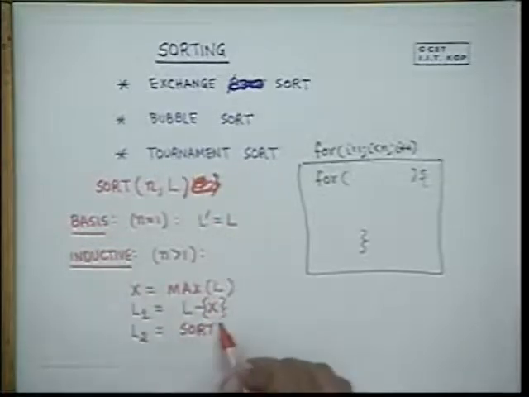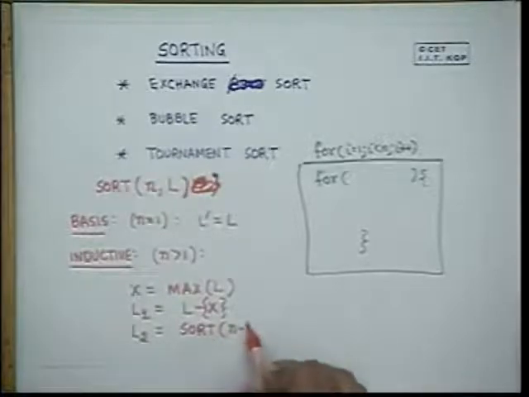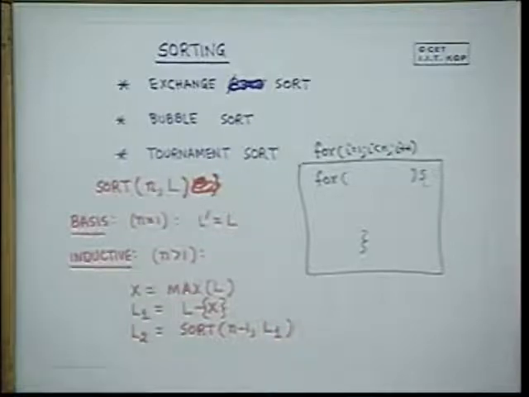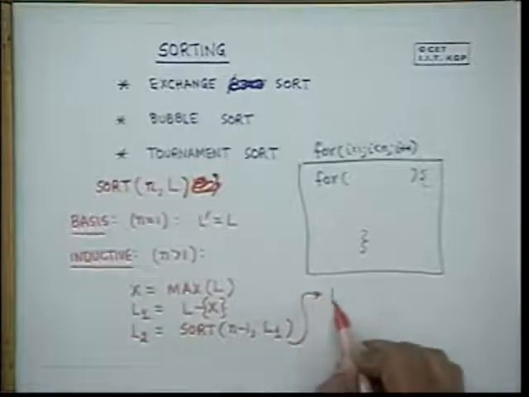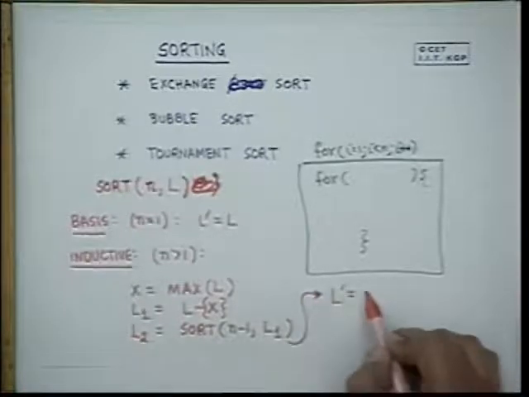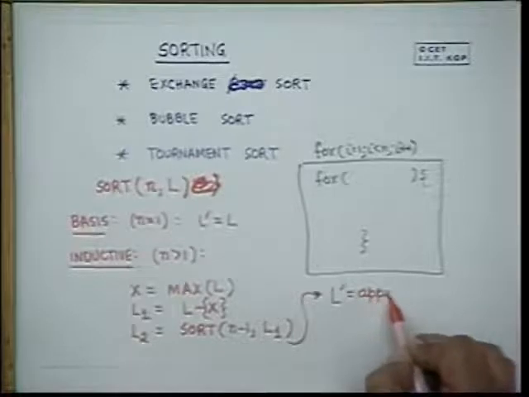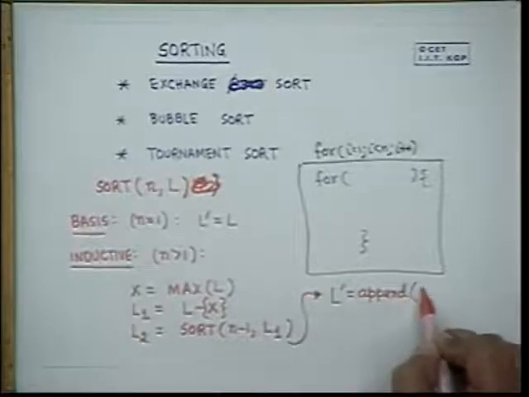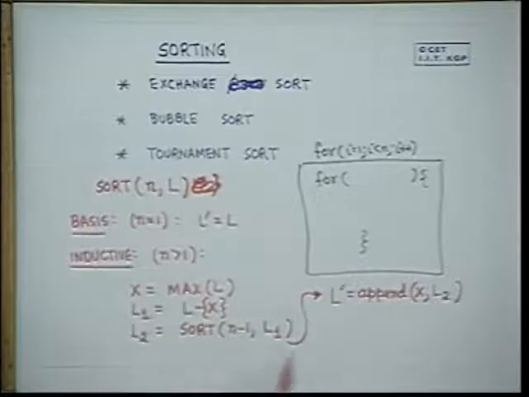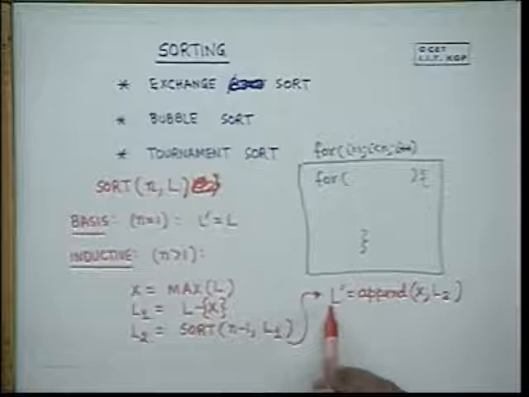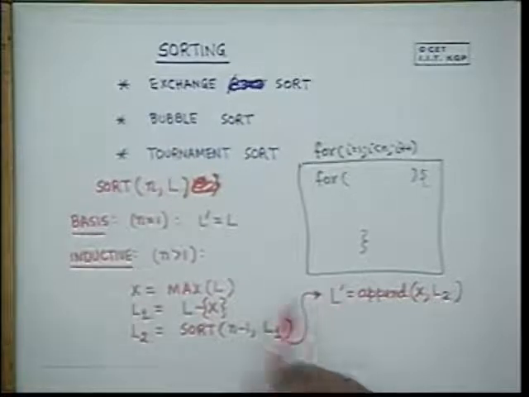So L2, you sort n minus 1 elements from which list? L1. And what do you form, L dashed, finally after this? L dashed is equal to append x in L2. X is put in the front of L2 and you get L dashed, which is your sorted list. Is that understood? I'll repeat.